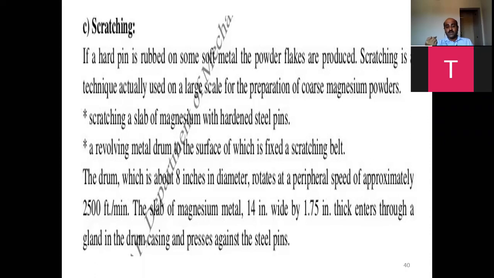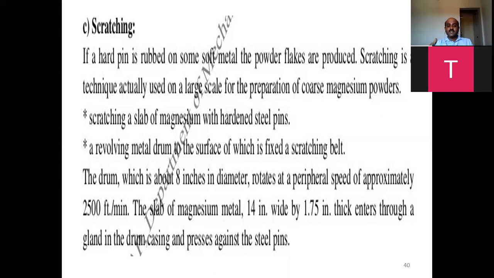Scratching a slab of magnesium with a hardened steel pin and revolving a metal drum, to the surface of which is fixed a scratching wheel. The drum, which is about 8 inches in diameter, rotates at a peripheral speed of approximately 250 feet per minute. The slab of magnesium metal, 14 inches wide by 1.5 inches thick, enters through a gland in the drum casing and presses against the pins. This is what they are talking about.